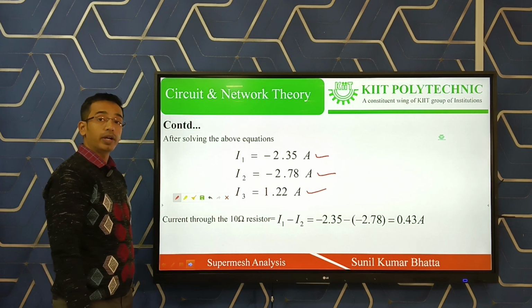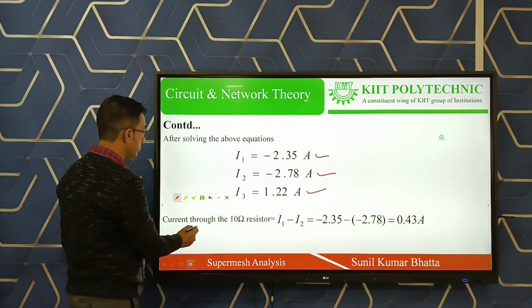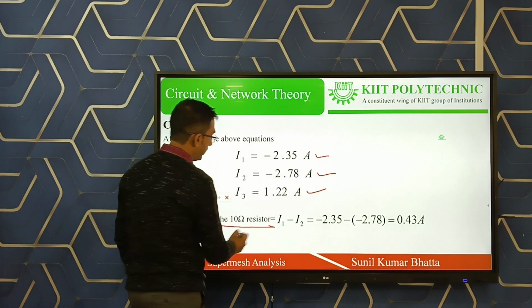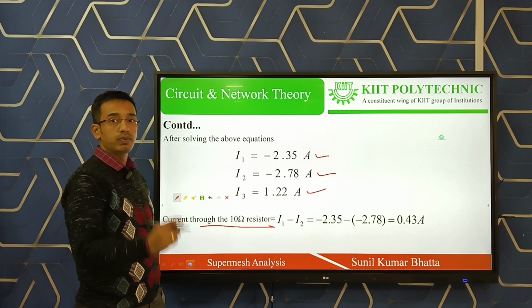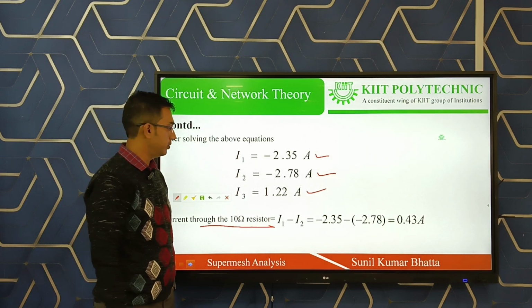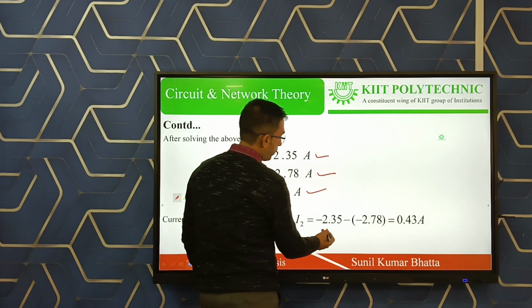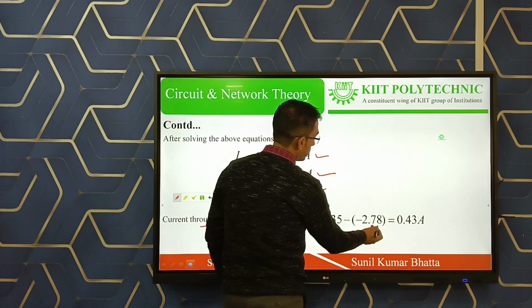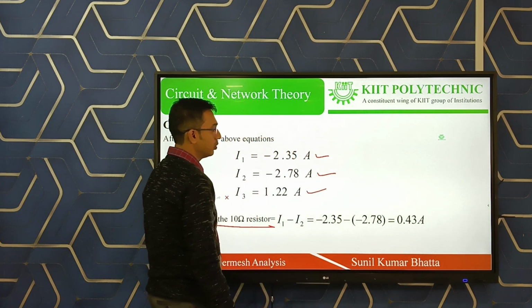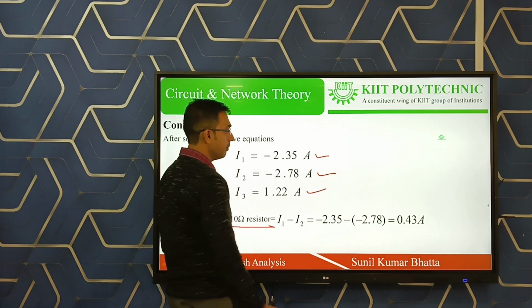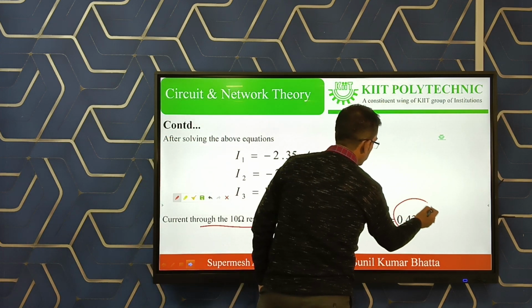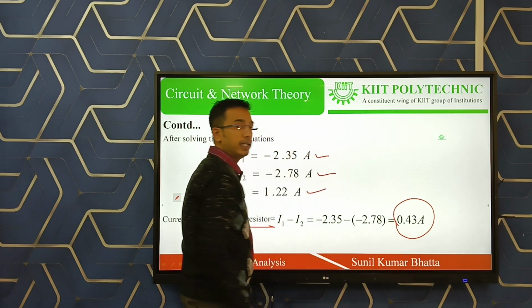Now the current through the 10 ohm. In the 10 ohm, two currents are flowing, one is I1, second is I2. So that is I1 minus I2, minus 2.35 minus of minus 2.78, so that is plus 2.78, so finally 0.43 ampere current is coming in the 10 ohm.